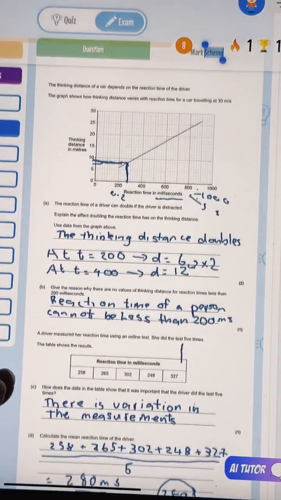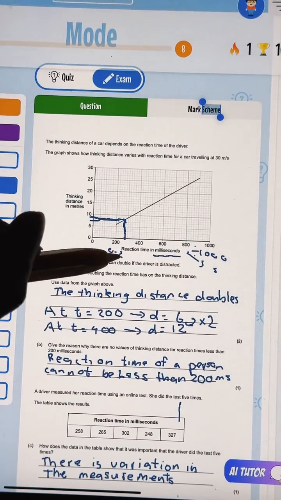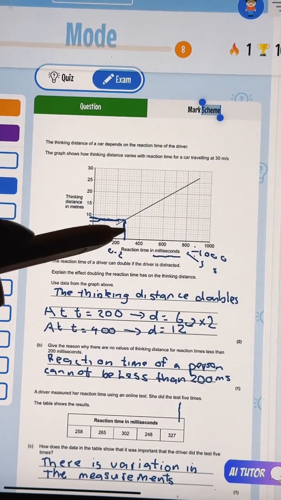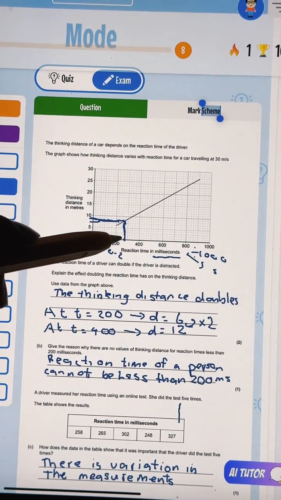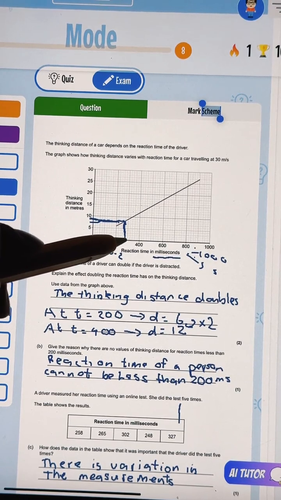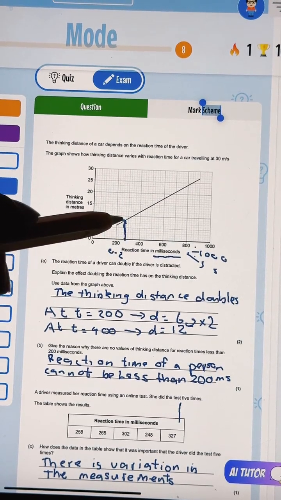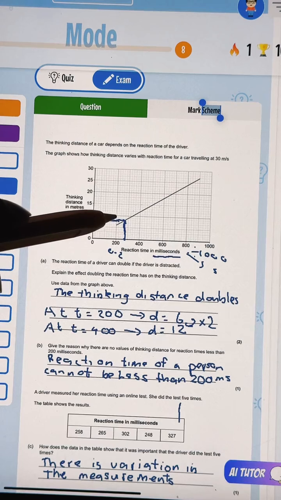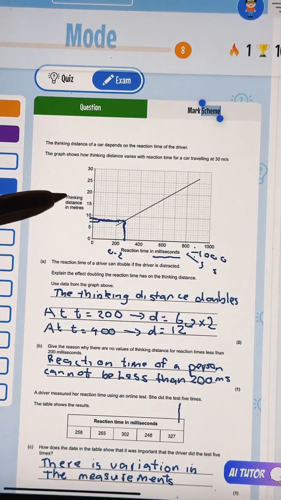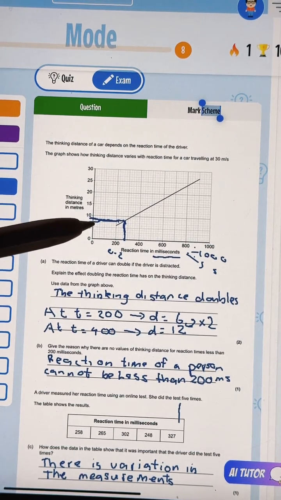So if I go to the graph, reaction time is on the x-axis. I point to a reaction time of 280 milliseconds because that was my answer from part D. That's 4 squares along. Every square is 20 milliseconds. So that's 4 squares here. I then draw a line up to the graph where it touches, and then I go horizontally because the y-axis tells me the thinking distance, and that's how I get my number.